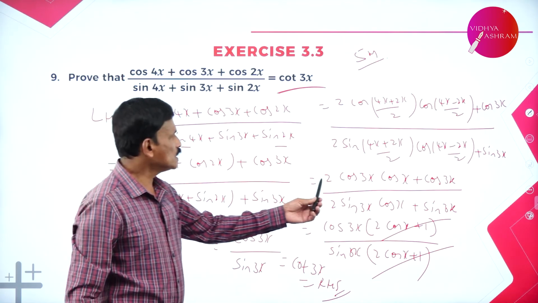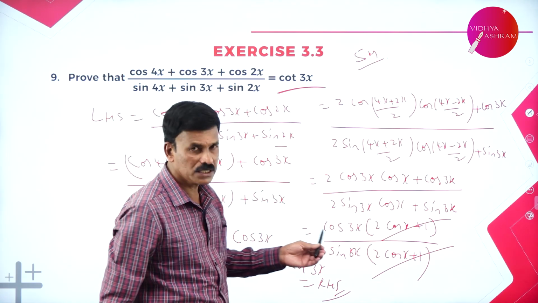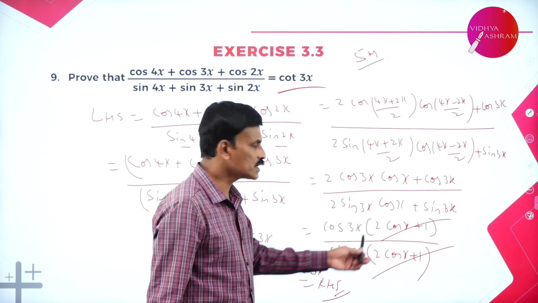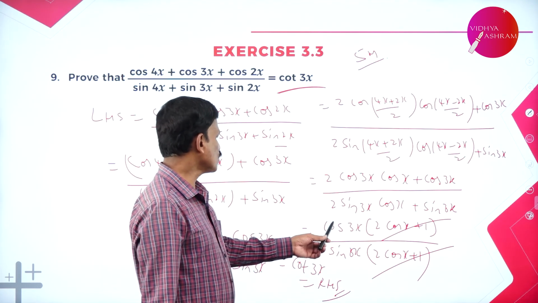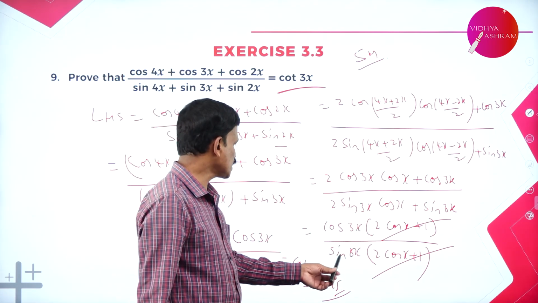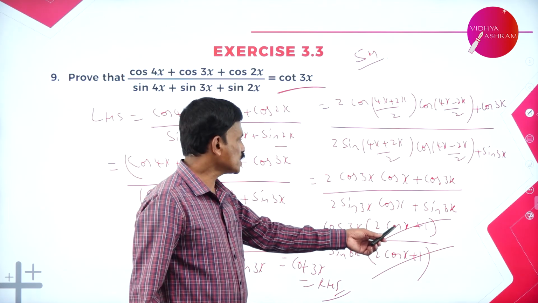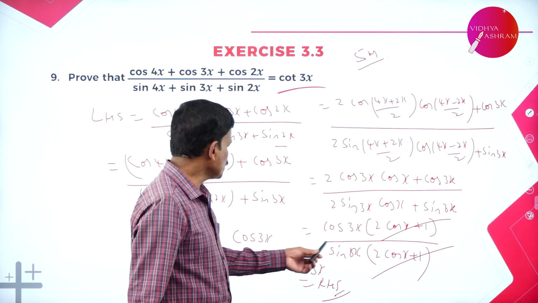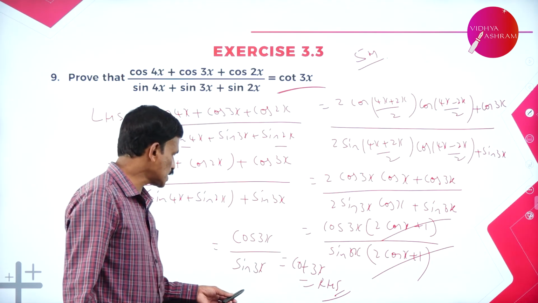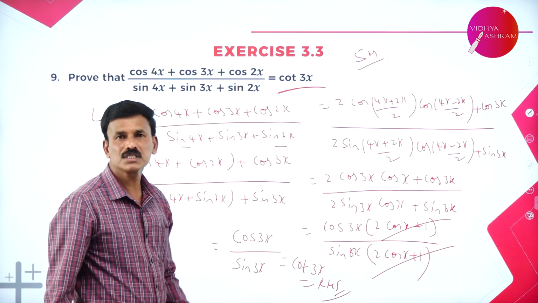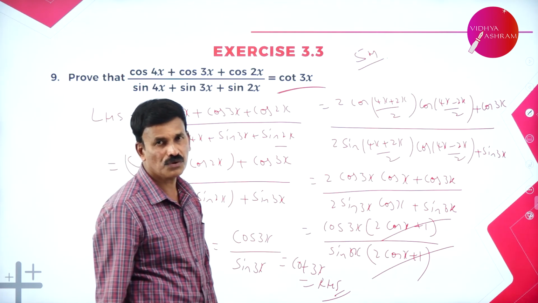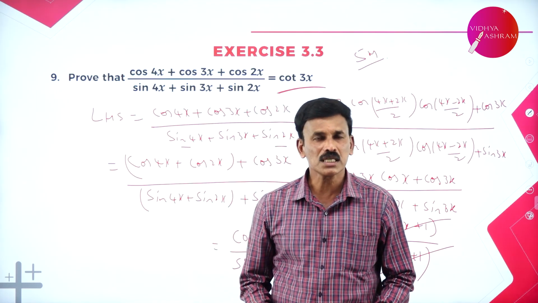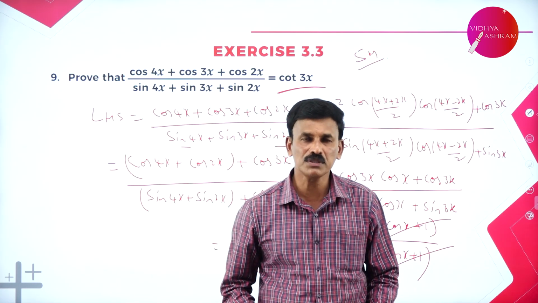See here. Just apply cos C plus cos D and sin C plus sin D. You can take cos 3x as a common factor in the numerator, sin 3x as a common factor in the denominator. So cos 3x into (2 cos x plus 1), sin 3x into (2 cos x plus 1); 2 cos x plus 1 gets cancelled. And what is left over is cos by sin. Cos 3x by sin 3x is equal to cot 3x, which is the required RHS. Hope you followed. So these types of problems are very, very important. You may expect this type of question for your examination.